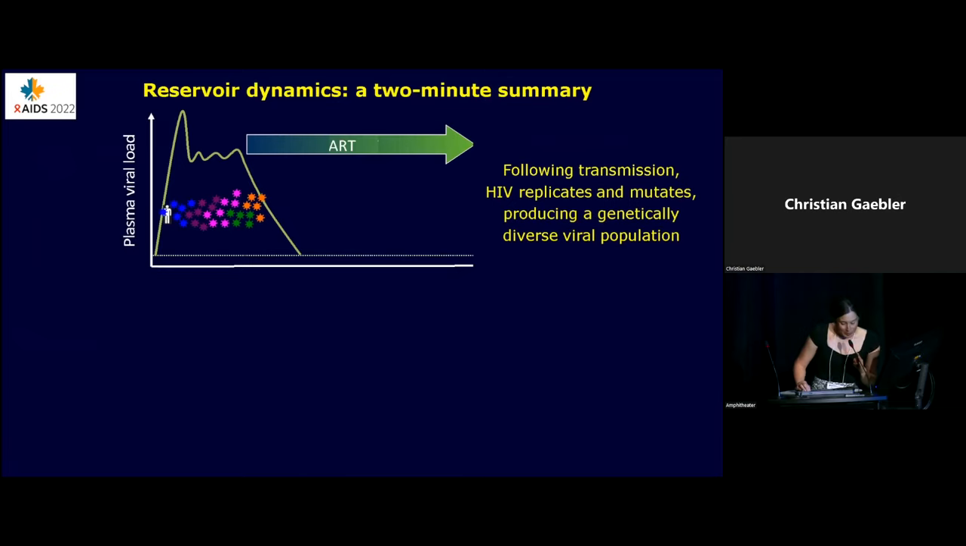So what this is showing here is that most HIV infections are caused by a single transmitted founder virus that replicates over time in the body in the absence of antiretroviral treatment. And this yields descendants of this founder virus that differ genetically. They get more divergent and genetically diverse from the founder virus. And when ART is initiated, the viral load is undetectable in blood.